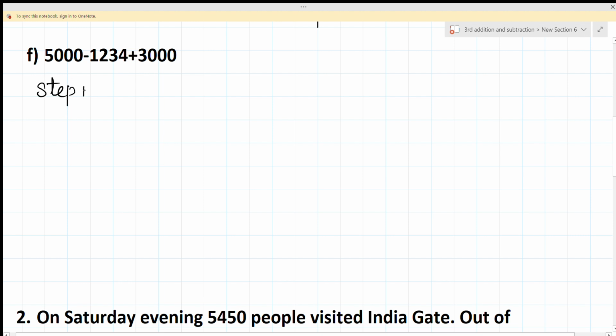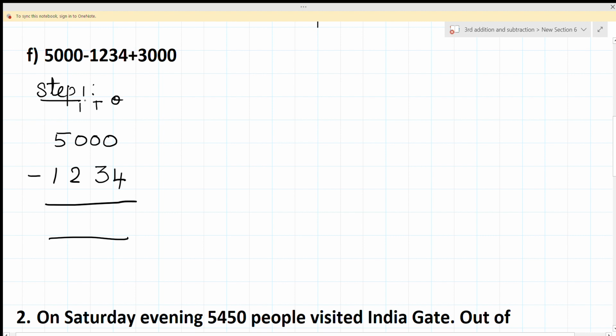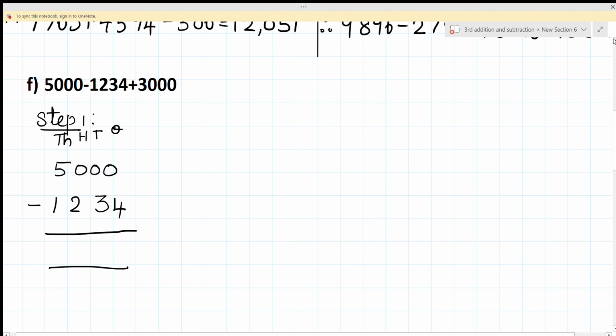Step 1 is 5,000 minus 1,234. Write down the place values, ones, tens, hundred and thousand. Look at the ones place. In first you have 0 and second you have 4. 0 is smaller than 4, so we cannot subtract. In this case we have to borrow from the next place. In tens place and hundreds place we have 0. We are going to borrow from the thousand place.